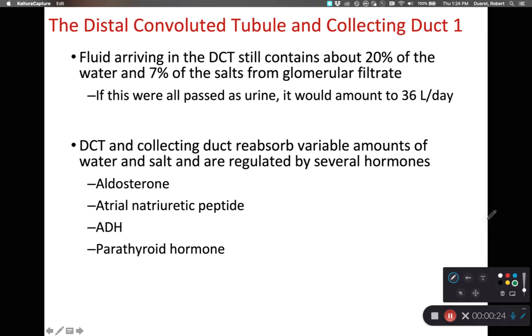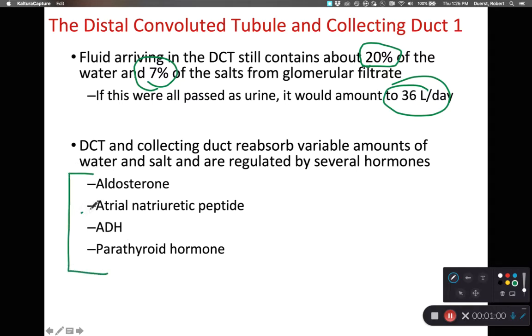Now this filtrate's getting pretty concentrated compared to how it used to be, but it still has about 20% of its overall water content compared to the original filtrate, and it still has a lot of the original salts as well. If we were to urinate this liquid, we'd be urinating about 36 liters, or the better part of about 9 gallons a day. So we still have a lot of work to do before we can turn this filtrate into something acceptable for the toilet.